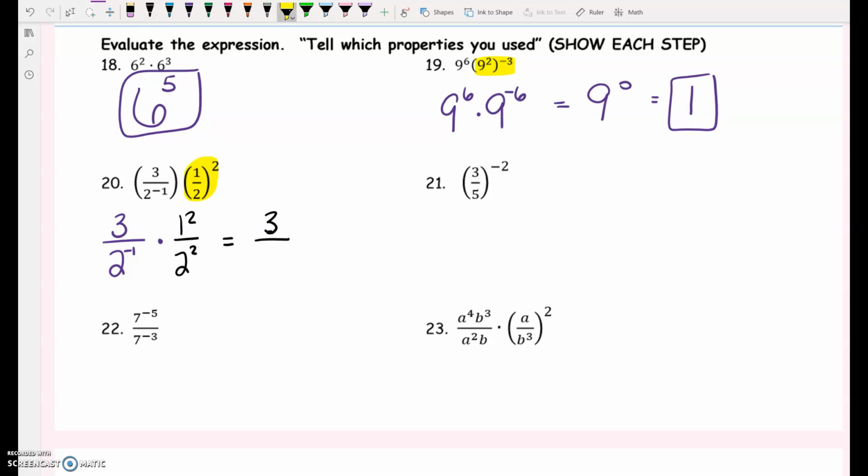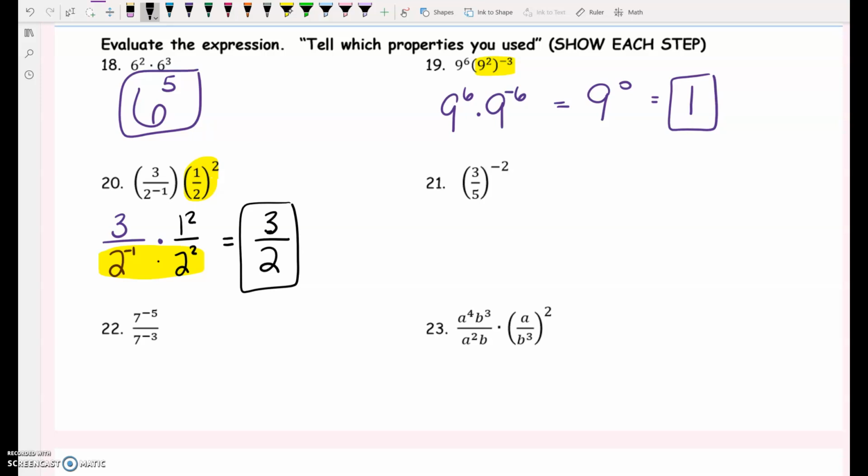On the bottom, we have 2 to the negative 1 times 2 squared. We're multiplying those denominators together. What is negative 1 plus 2? 1. So we have 2 to the first, or just 2 on the bottom.